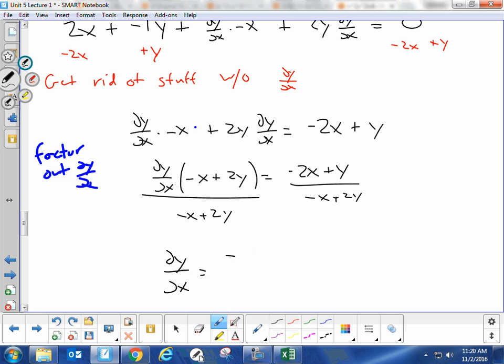Giving me, and your order may be different, your signs may be different, but as long as we have versions of one another's, we're fine. Now, I'm here. I got negative 2x plus y, or y minus 2x. I got negative x plus 2y, same as 2y minus x.